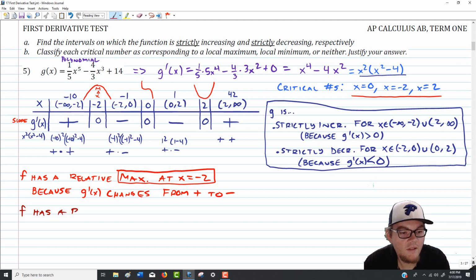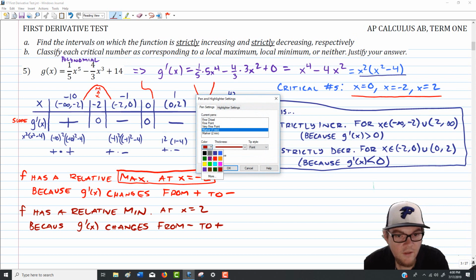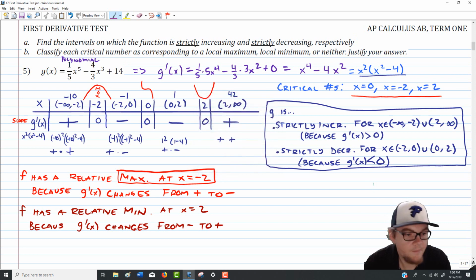So f has a relative, in this case, minimum. So I'll put in min, and it was at x equals 2. And our reasoning is, because, let's see, we're looking at the relative minimum, it's because g prime of x changes from negative to positive. Boom. Oh, shoot, that's not even the end. Jeez. These questions, when done fully properly, take a long time.